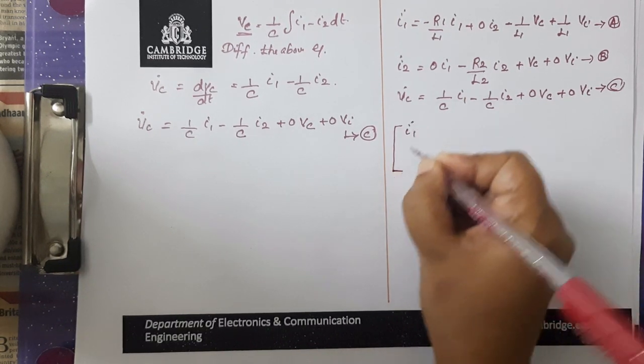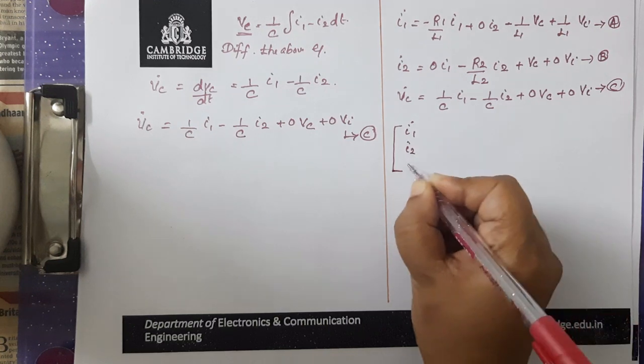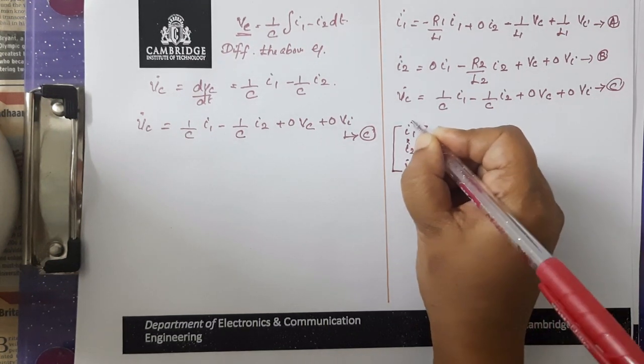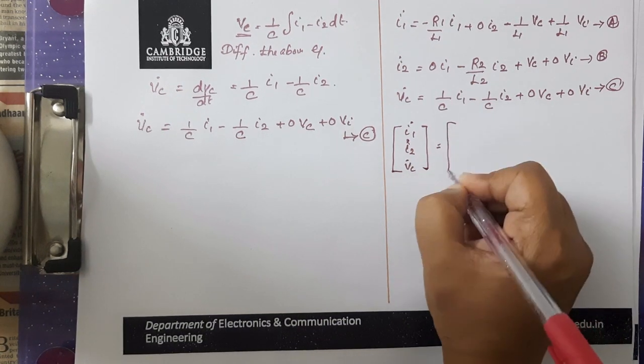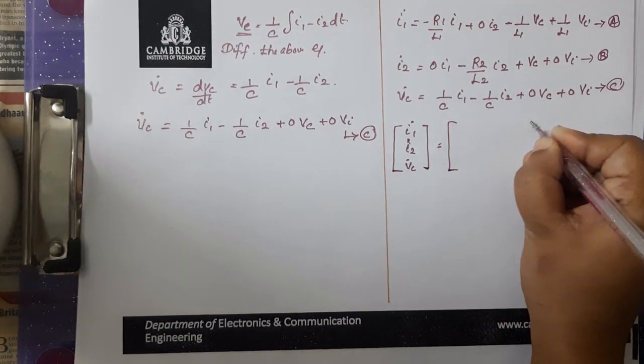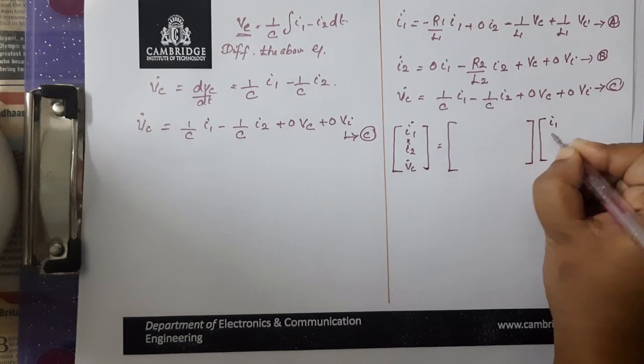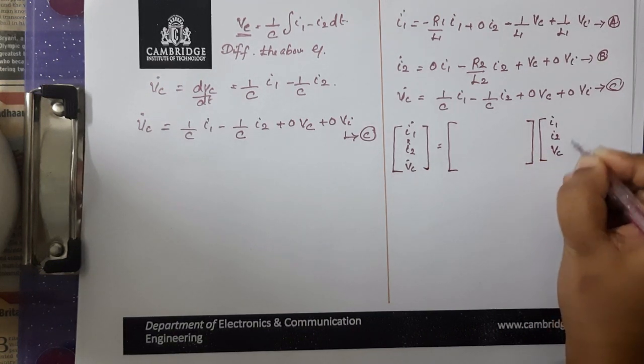Now, making use of A, B and C, let us represent this in the form of a vector matrix. I1 dot, I2 dot and Vc dot is equal to, remember, it has to be represented in terms of the state variables I1, I2 and Vc.